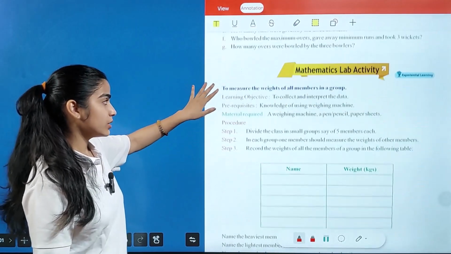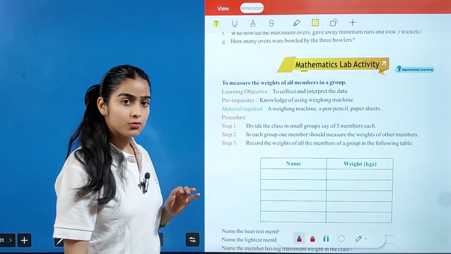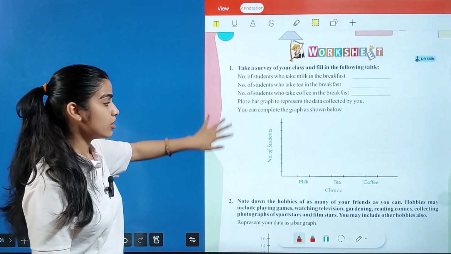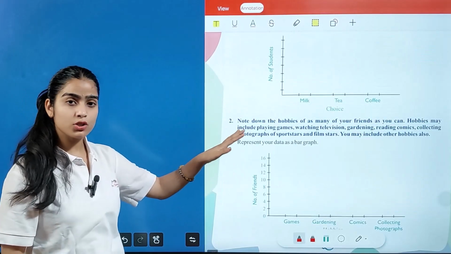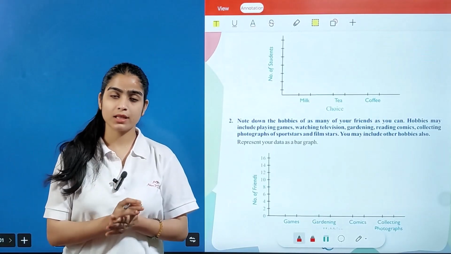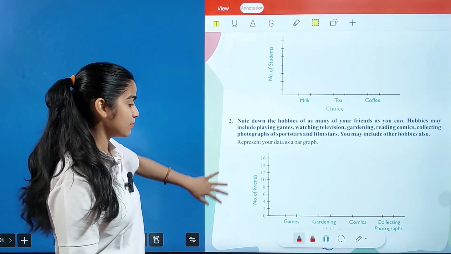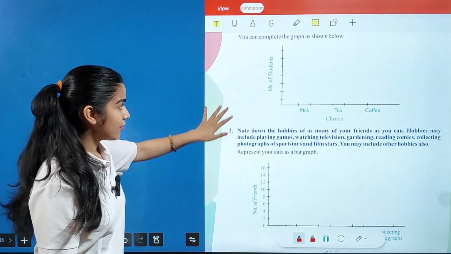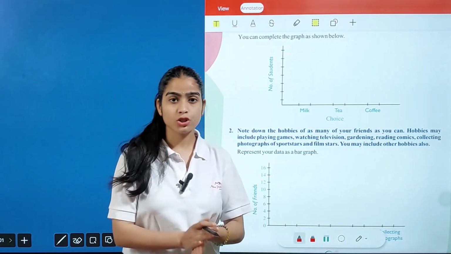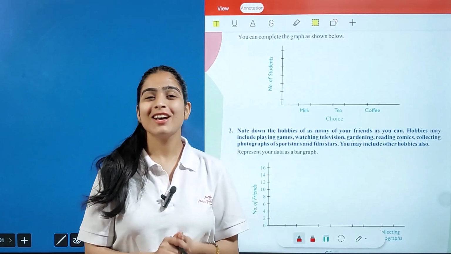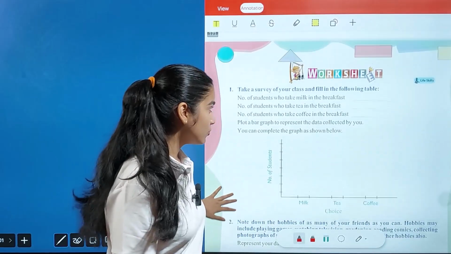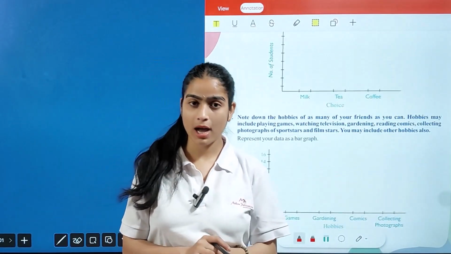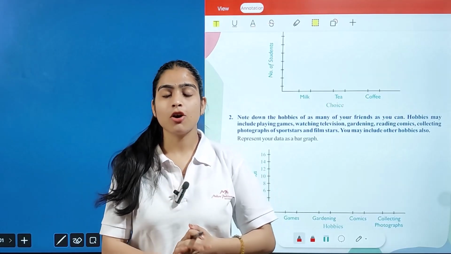Now move forward further. Now you have a lab activity which you have to perform in your math lab, and after this you have to do your worksheet. In this worksheet you have to draw some bar graphs, and then you have to interpret the bar graphs and pictographs. So in this worksheet you have to interpret and draw some bar graphs. After this is the end of your chapter.